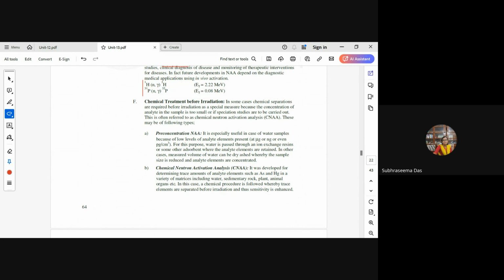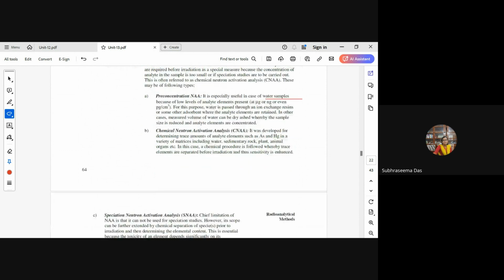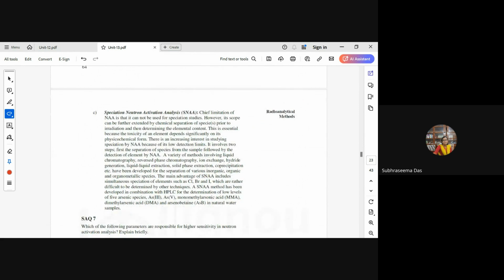Pre-concentration NAA is especially useful in the case of water samples because of the low levels of analytes present, at the levels of micrograms, nanograms, or even picograms. Then there is CNAA, which was developed for determining trace amounts of analytes such as arsenic and mercury in a variety of matrices that also include rocks. Then there is speciation neutron activation analysis.